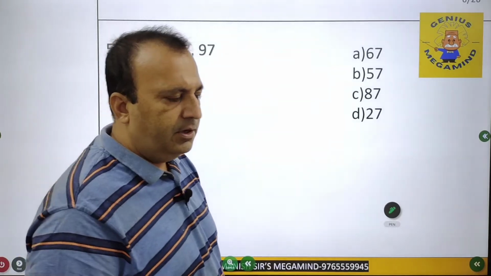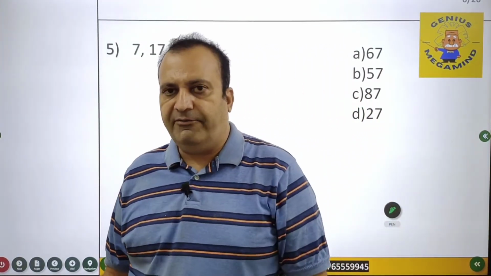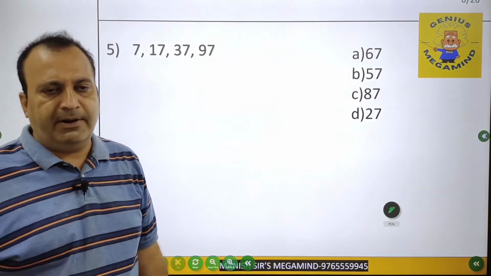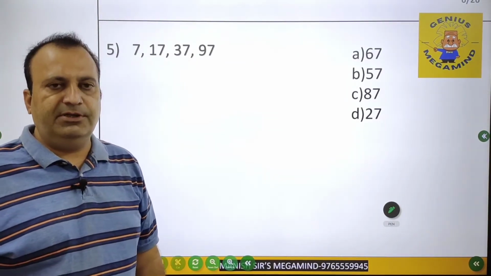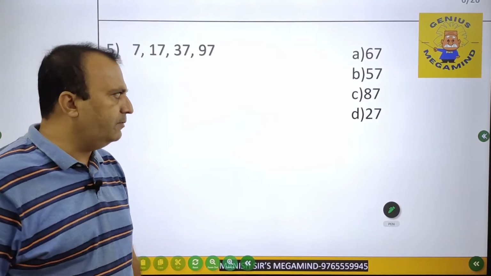Here, what is important for you to understand is the definition of prime numbers. What are prime numbers? The numbers which are divisible by the same number as well as 1 are known as what? Prime numbers.